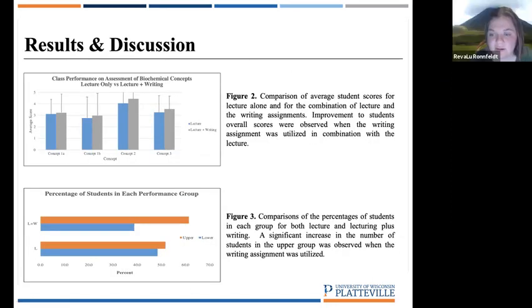So as our results have indicated, by looking at this first graph, when we added that lecture and when we added the writing component to that lecture, we found an improvement in overall student understanding of the concept. But when we broke it down into that group that Hannah was just talking about, of the higher performing students and the lower performing students, we found that that group of higher performing students did drastically increase with that writing assignment addition.